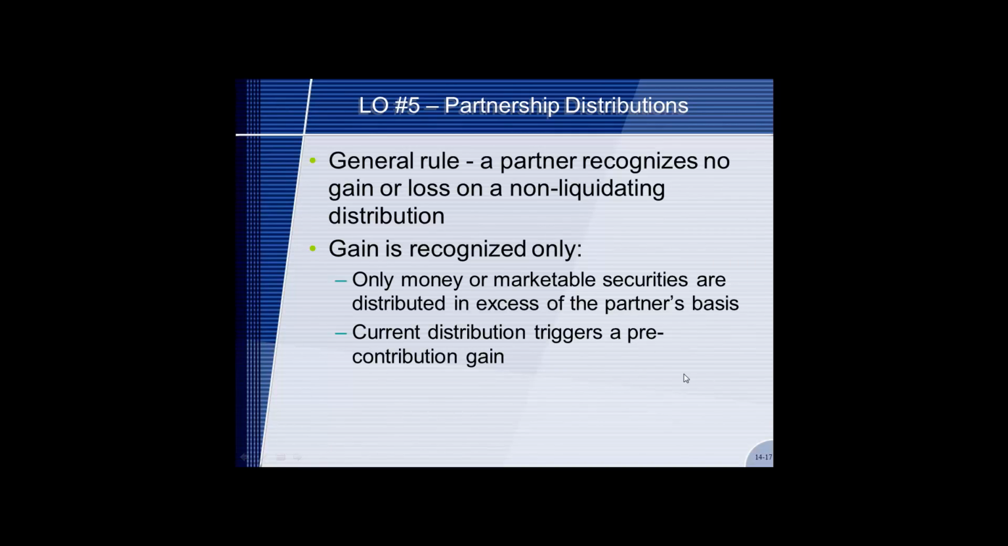Now we're talking about learning objective number 5, which is understanding partnership distributions. General rule: a partner recognizes no gain or loss on a non-liquidating distribution. A gain is recognized only when money or marketable securities are distributed in excess of basis, or a current distribution triggers a pre-contribution gain.